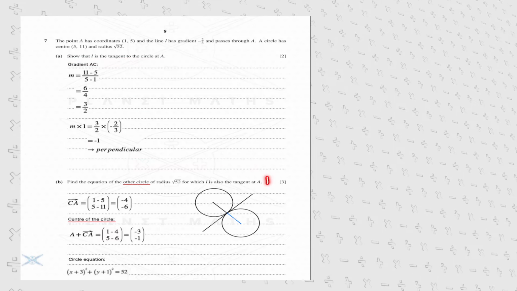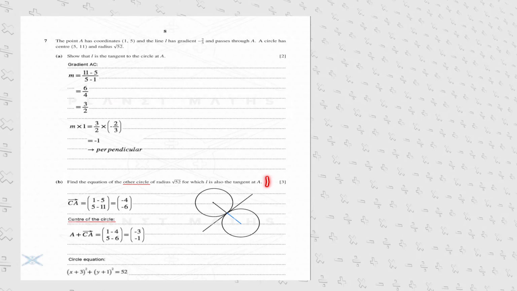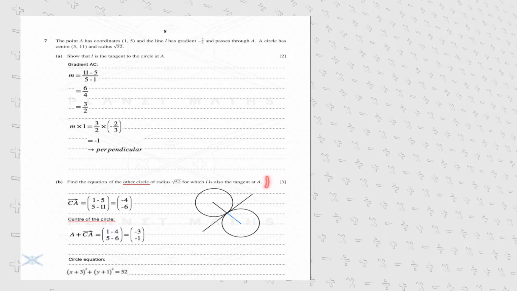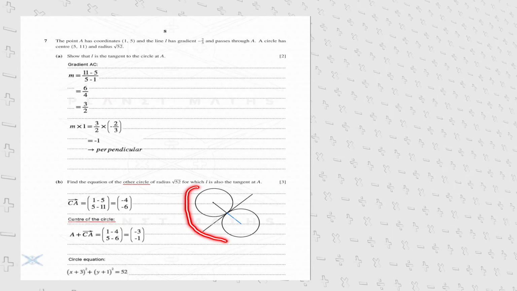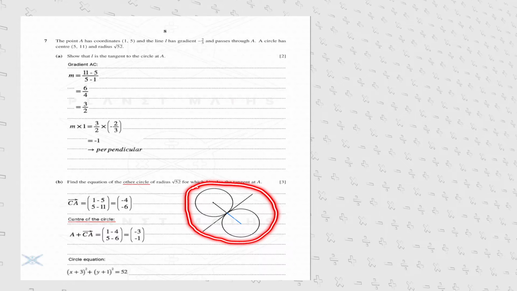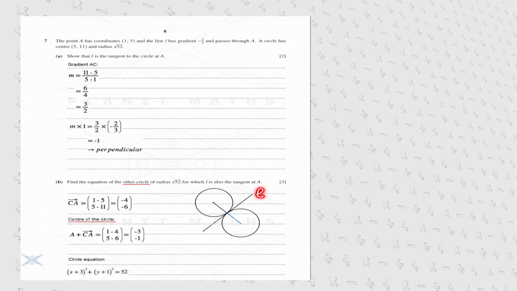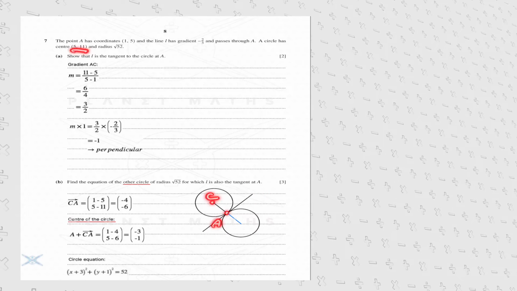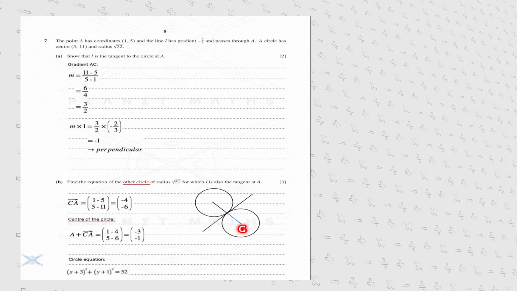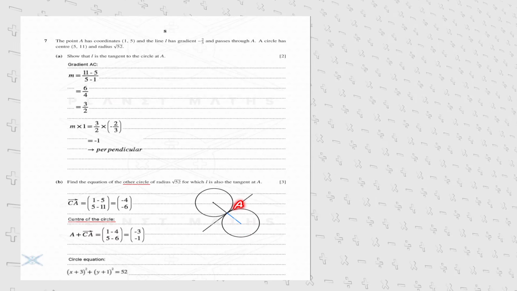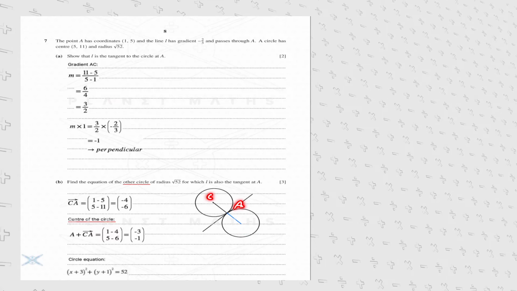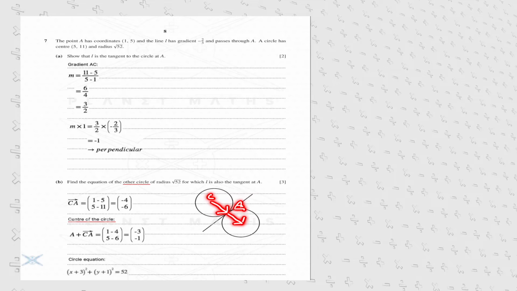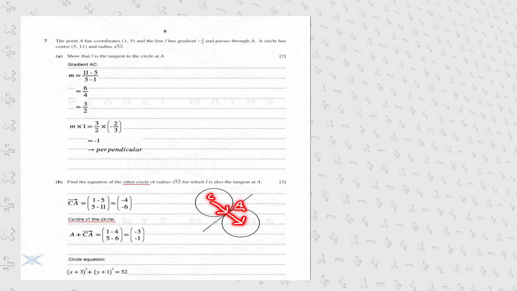In part B of exercise 7 we are required to find the equation of the other circle of radius square root of 52, for which L is also the tangent at A. So we could imagine for this to look like the sketch down below. The point where L touches both circles will be A again, and C will be the center of our original circle. In order to find our other center, we will have to move from A in the direction of vector CA. Vector CA would be this vector here, and adding CA another time to our point A will provide us with the coordinates of the center of the other circle.